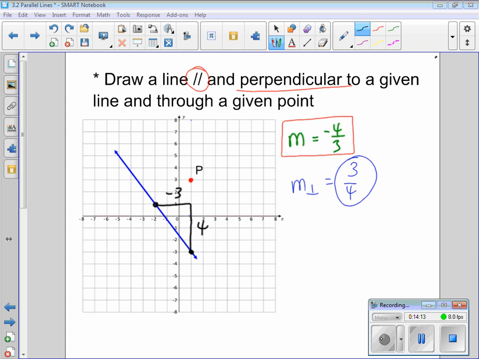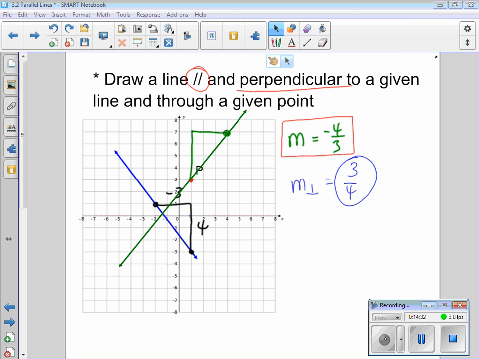Now they want me to find a perpendicular line. I'll do the parallel in just a second, but they want me to find the perpendicular one, so I'm going to do the opposite reciprocal. Then I'm going to plot that. Going off of point P, I'm just going to apply that slope to it. And there you have it.